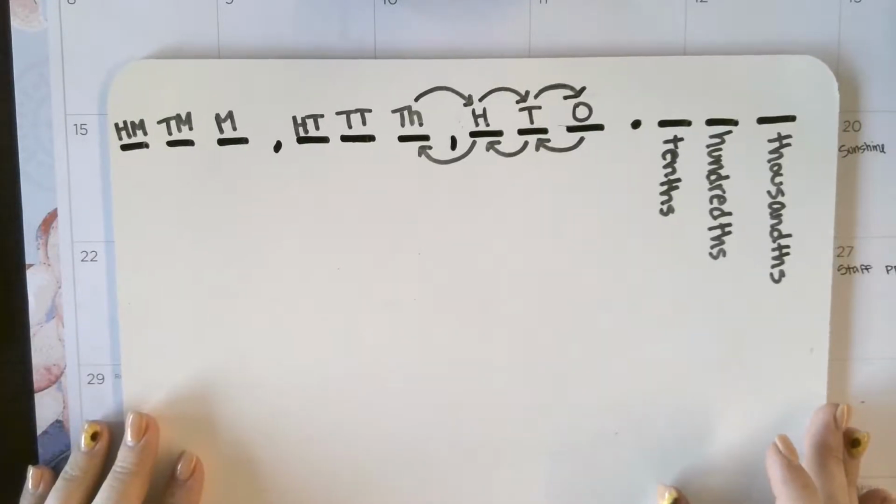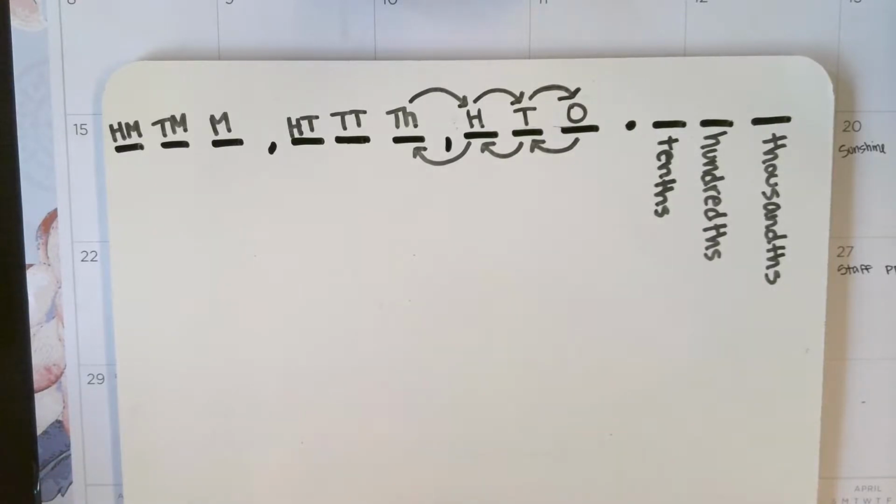All right, so this week we've been talking about place value and value. So we're just going to put a quick video so the kids can use this for their homework if they forget about it or get confused.